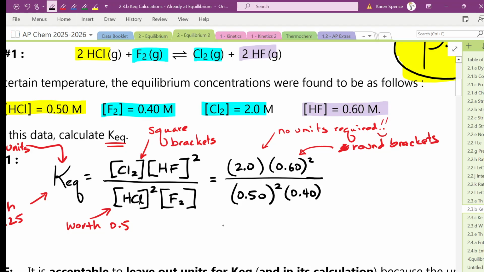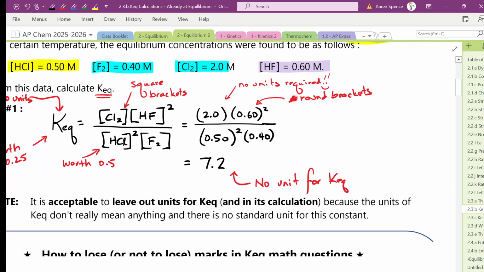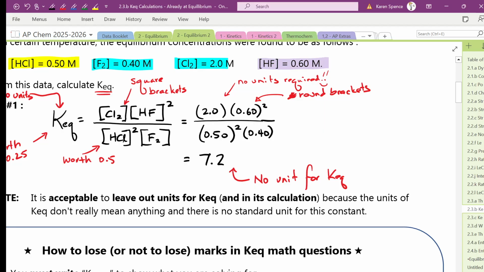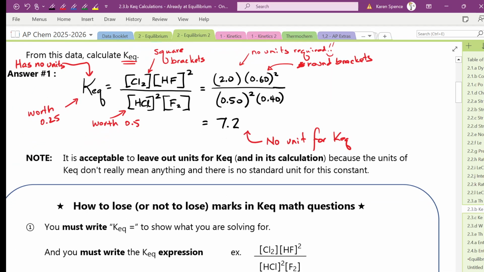And then we chuck that into our calculator and we get 2 times 0.6 squared divided by 0.5 squared divided by 0.4 equals 7.2. And remember, there is no unit for KEQ. Okay. So it is acceptable to leave out units for KEQ and in its calculation because the units of KEQ don't really mean anything and there's no standard unit for that constant.